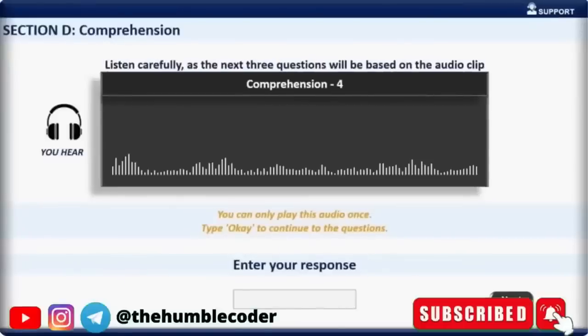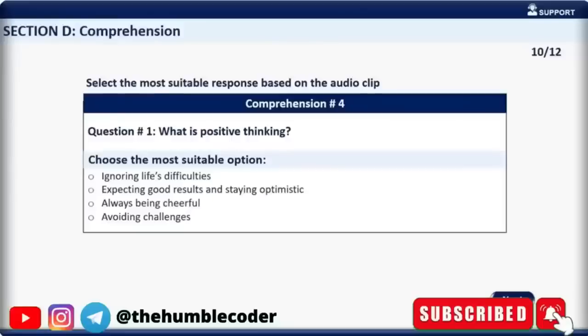So guys, let's see the next 3 questions for it. The first question is, what is positive thinking? The options that we have are, ignoring life decisions, difficulties, expecting good results and staying optimistic, always being cheerful, avoiding challenges. So the correct answer for this question is going to be, expecting good results and staying optimistic.